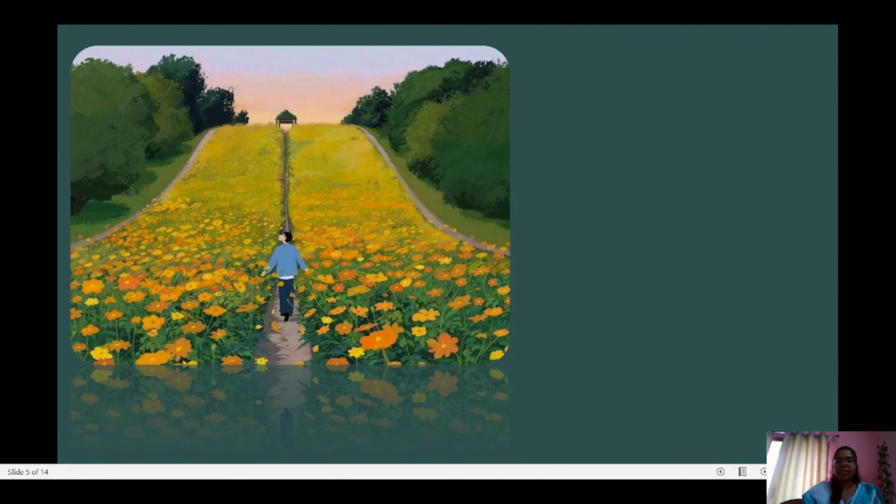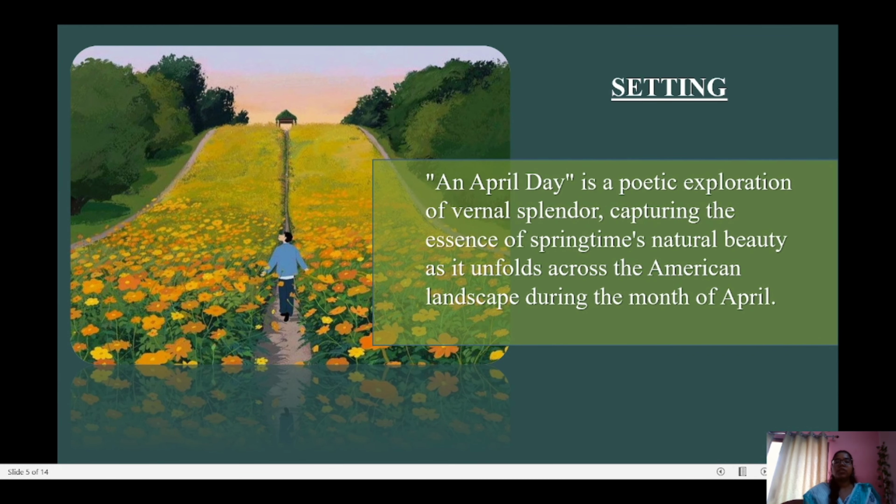Next, the setting. It's very important to remember that this poem is not talking about the beauty or the nature of the Indian landscape. Rather, it is talking about the beauty of the American landscape during the month of April. So, An April Day is a poetic exploration of vernal splendor, capturing the essence of springtime's natural beauty as it unfolds across the American landscape during the month of April.